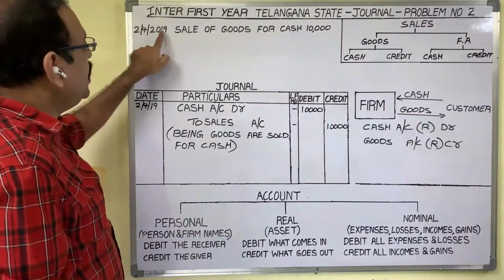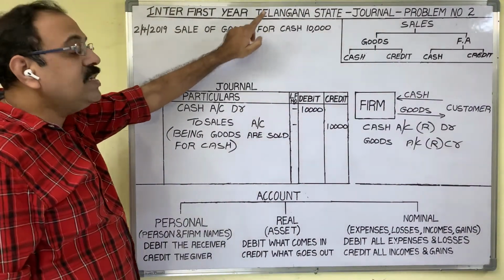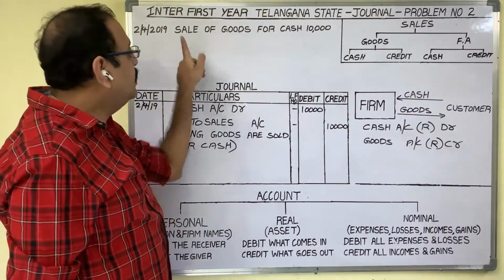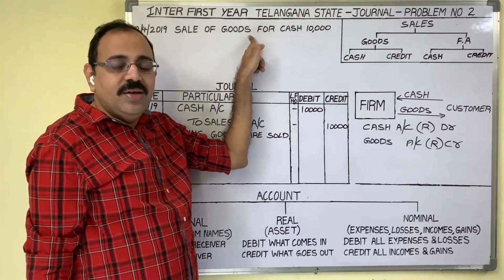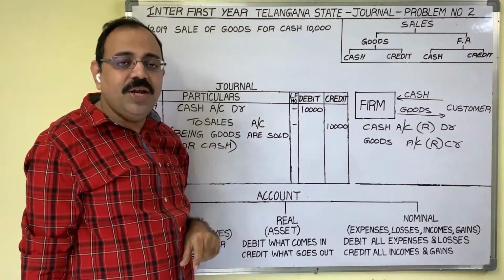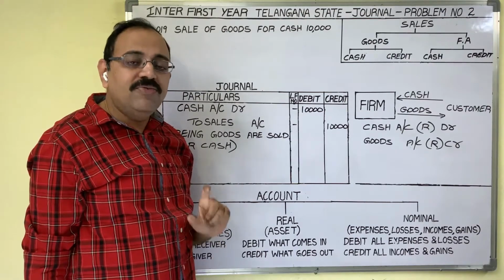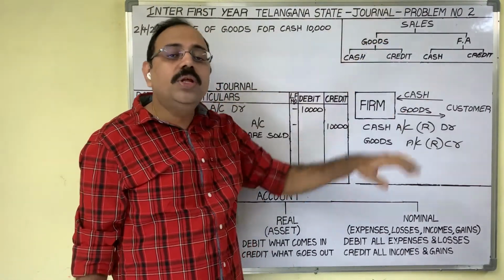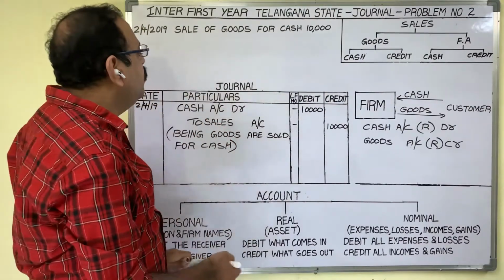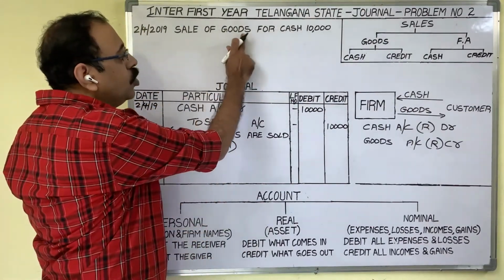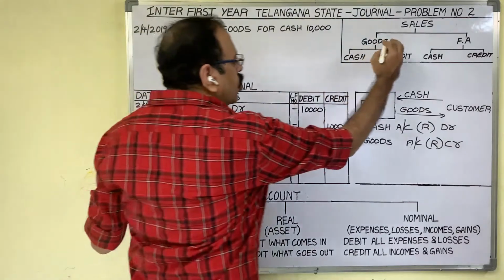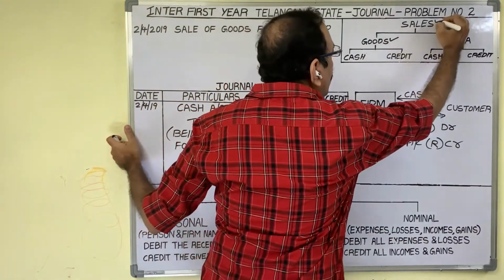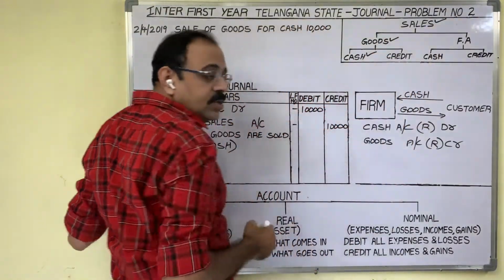Second day transaction is sale of goods for cash 10,000 rupees. A sales transaction is given. When a sales transaction is given, we should observe two points. First one, what they sold. Second one, how they sold. Clearly it is giving that the firm sold goods for cash. Goods are sold for cash.